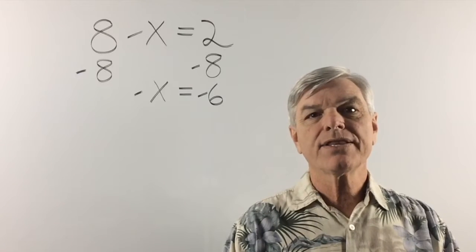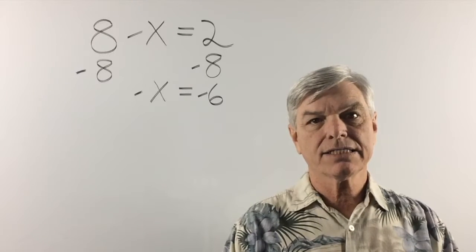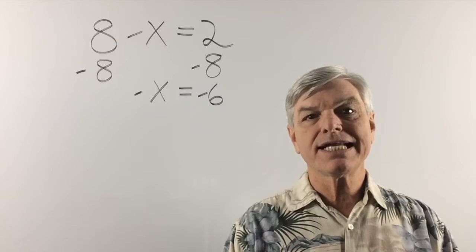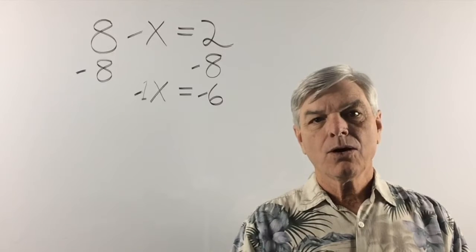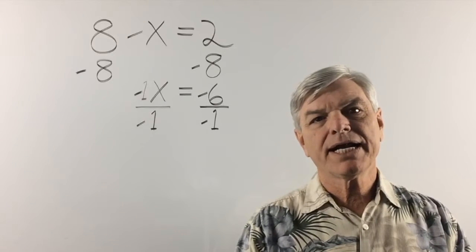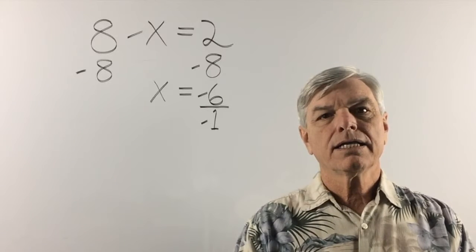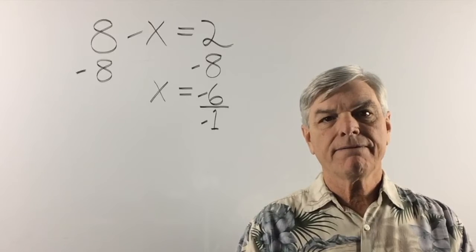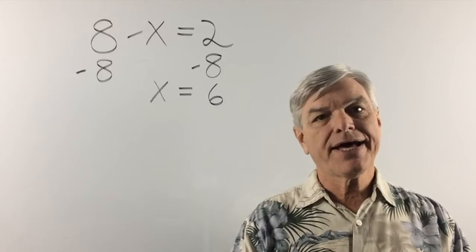Now we need to get rid of the negative sign in front of the x. There's two ways we can do that. Since that negative represents -1, we can divide by -1. -1 divided by -1 leaves us with x. And -6 divided by -1 equals 6, and that is our answer.